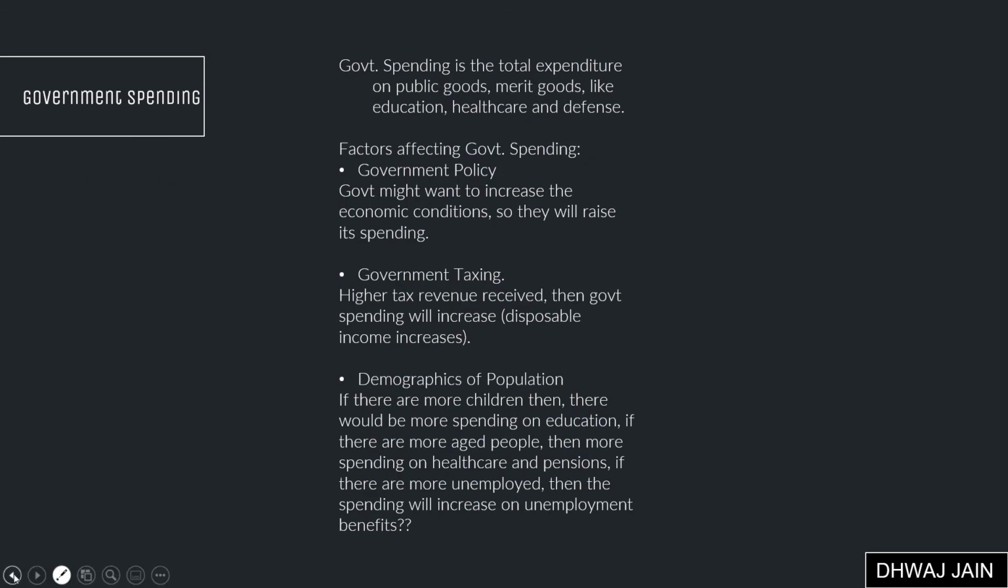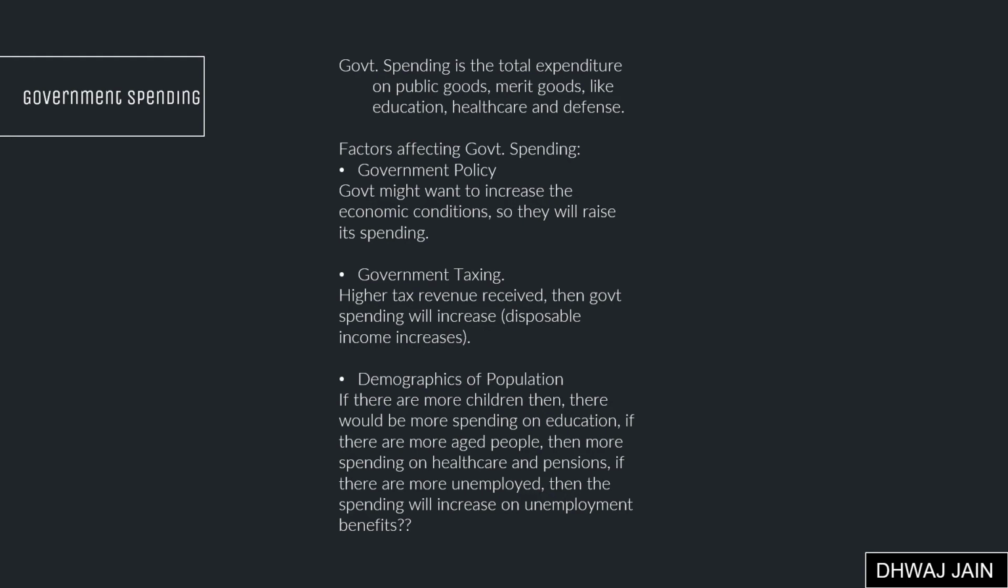So that was about investment. The next component of aggregate demand is government spending. Government spending is basically the total expenditure on public goods and merit goods like education, healthcare, and defense. The short form is govt. and a full stop. So all the expenditure done by the government on public goods and merit goods is basically government spending.